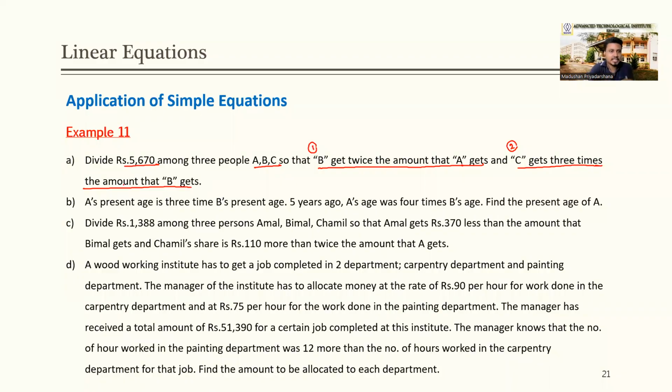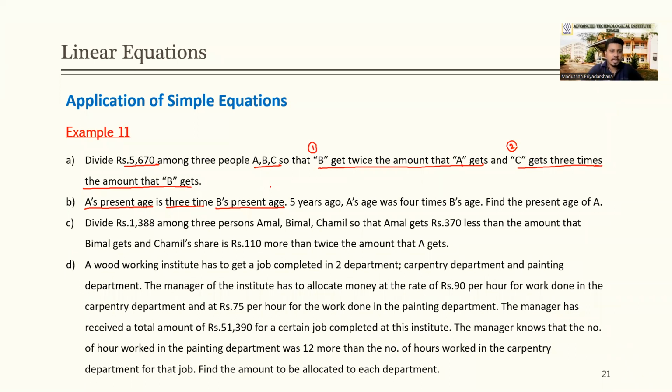Part B. It says what? We need to find the age, right? See, A's age is 3 times B's age. That means A's age is how many times B's age? 3 times. If B's age is 15 years, what should be A's age? That should be 3 times of it, 45. If B's present age is 20 years, what should A's age be? 3 times that, 60.